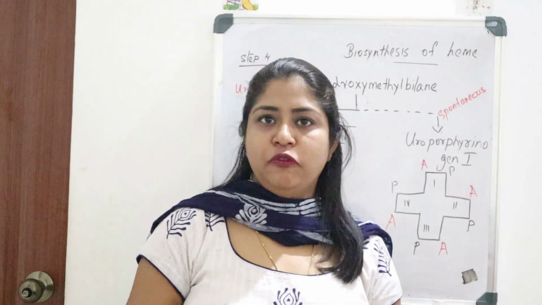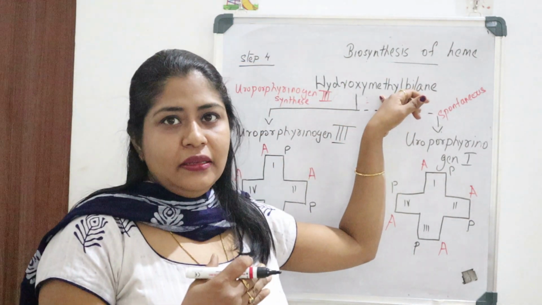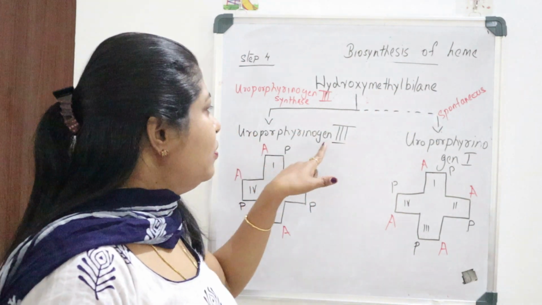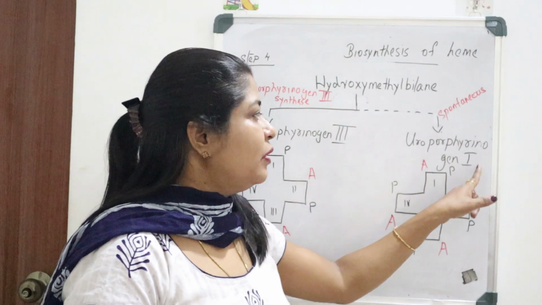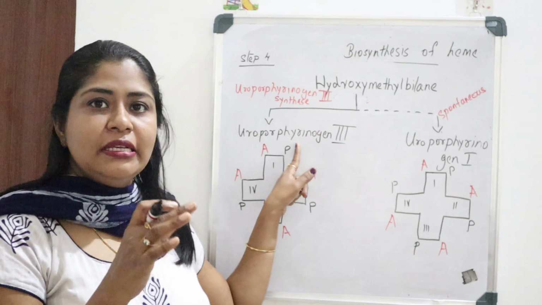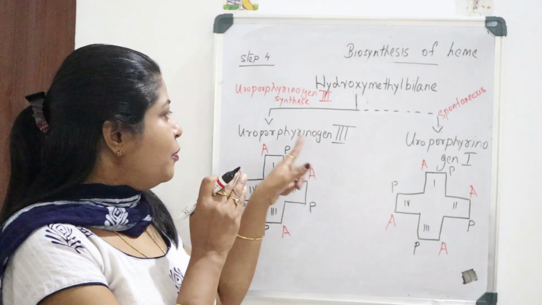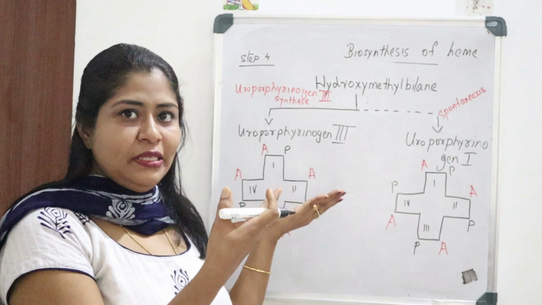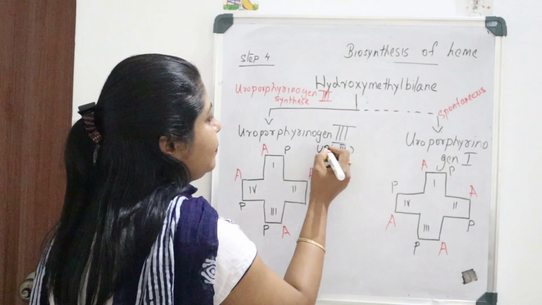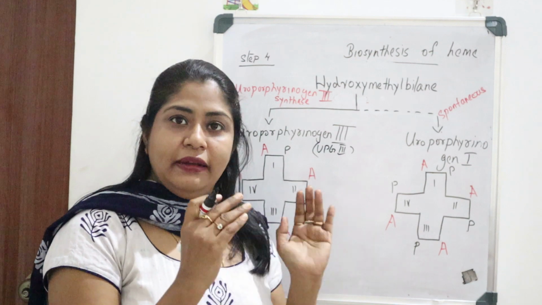Now we can move to step 4. Actually this hydroxymethyl bilane can be converted to 2 forms: uroporphyrinogen 3 or uroporphyrinogen 1. The important thing is that uroporphyrinogen 3, let us say UPG 3, is important in the biological system and is formed predominantly, and that is further used.